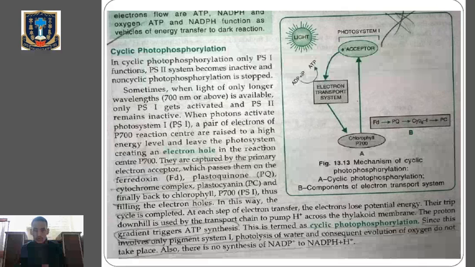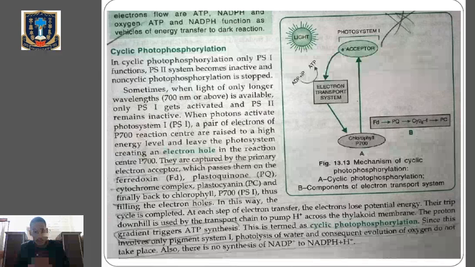So we are saying that the reaction center of the PS1 will become excited when it receives light of wavelength 700 nanometer. Whenever it absorbs the photons of light having 700 nanometer wavelength, the pair of electrons become excited in the reaction center of PS1, and this will cause the electrons to leave the PS1 reaction center, creating an electron hole.